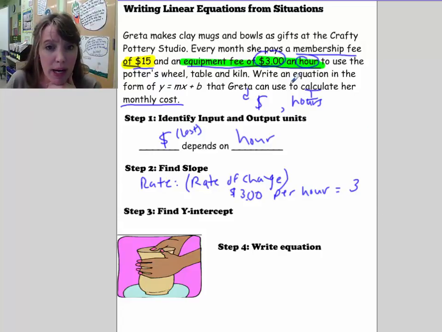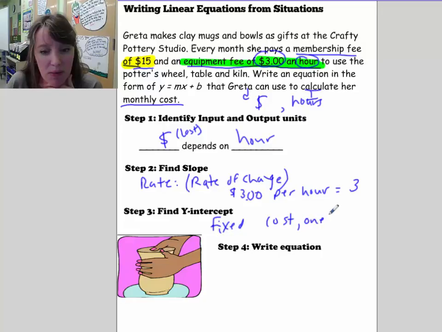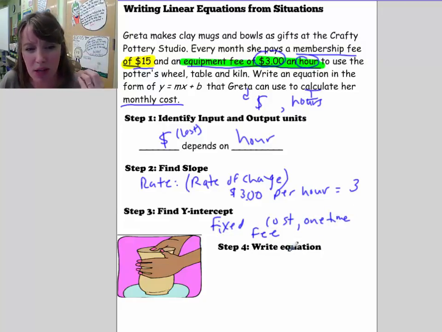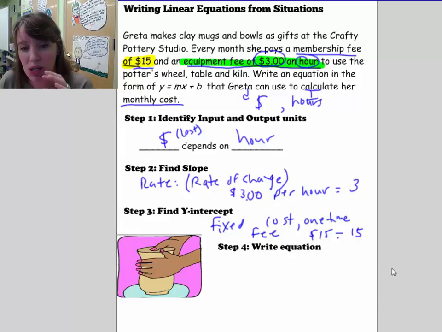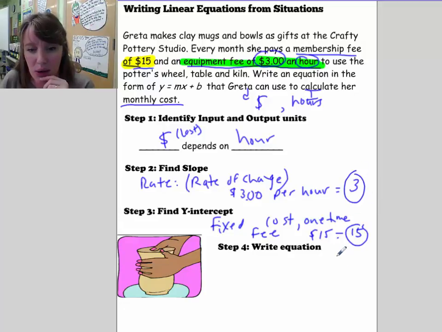Okay, the y-intercept is the fixed cost. So what is it that she's paying? It's called the fixed cost or the one-time fee. It's always presented in the problem as a one-time fee or a fixed cost. So that for us is the $15. Okay, so that's just going to translate to 15 because we're just going to keep it. Since the y is going to be interpreted as dollars, we can just write the amount in without the units. Okay, which would be dollars.